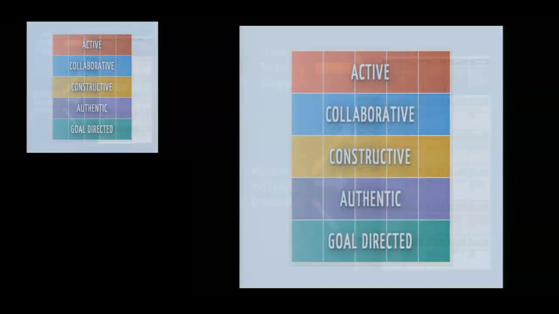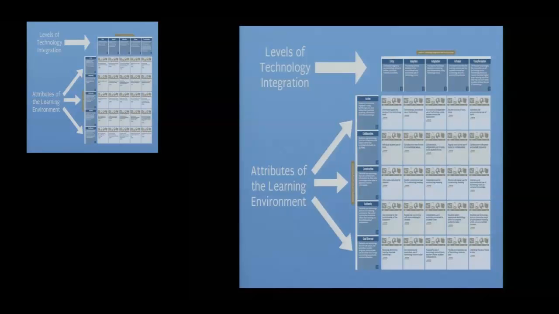On the TIM website, we have detailed within each cell of the matrix descriptions of what typical teacher behavior looks like, what typical student behavior looks like, and the details of what the learning environment supports inside each of those 25 cells. We've also included videos, and that's kind of significant.